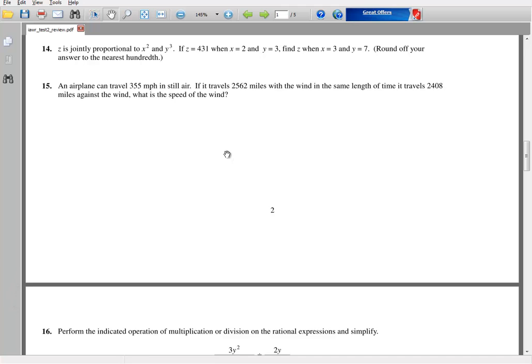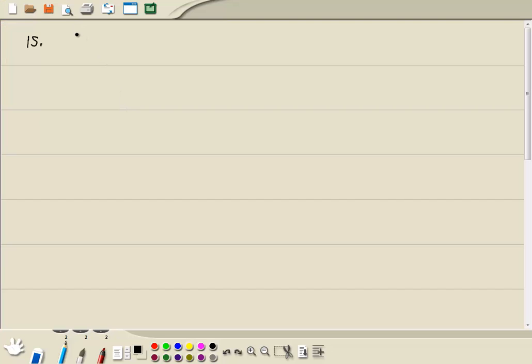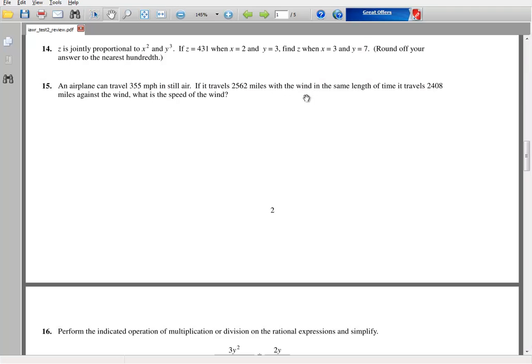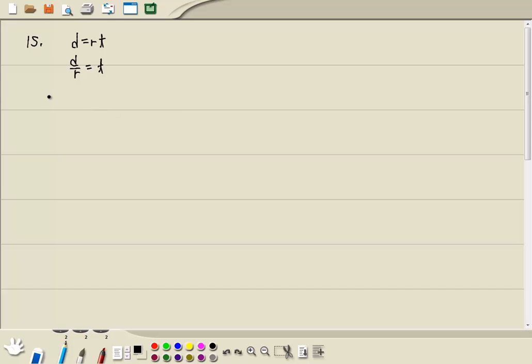The same time. This is all based upon this formula. D is equal to RT. And if I solve this for time, I divide both sides by R. We get T is equal to D over R. So we got the same length of time with the wind and against the wind. So we got with and against. And we said times are the same, so we're setting D over R equal on both of these.